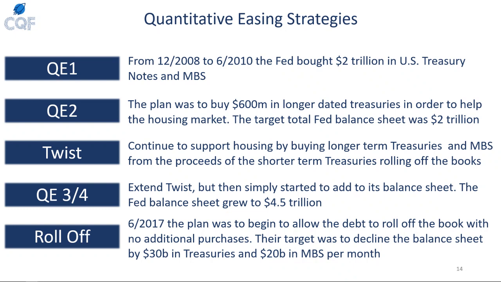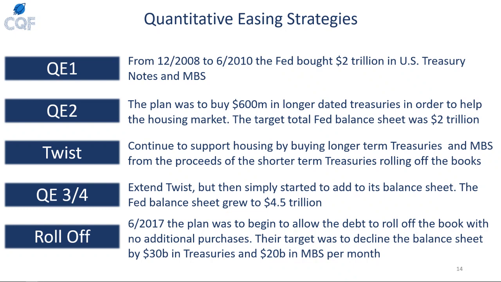Then we ran into Operation Twist. They wanted to continue to support housing by buying those longer-term treasuries and MBS. However, instead of increasing the balance sheet, they decided to utilize the proceeds from the shorter-term notes from QE1. So if they bought a 2 or 3 or 5 year note in 2008, 2009, at some point in the next few years, those notes are going to roll off and mature. They could take those proceeds and buy longer-term treasuries. In QE3 and 4, they wanted to extend Twist, but they wanted to get a bit more bang for their buck and really help the housing market.